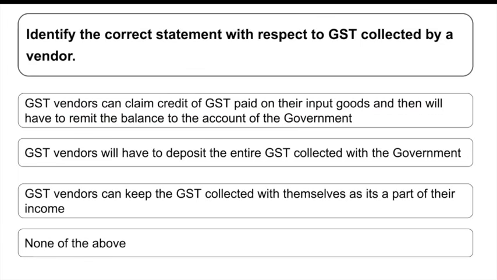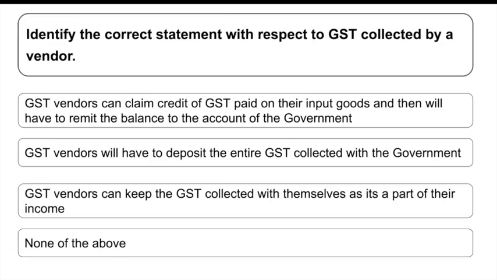Next question. Identify the correct statement with respect to the GST collected by the vendor. The options are A, GST vendors can claim credit of the GST paid on their input goods and then will have to remit the balance to the account of the government. B, GST vendors will have to deposit the entire GST collected with the government. C, GST vendors can keep the GST collected with themselves as it's part of their income. D, none of the above.